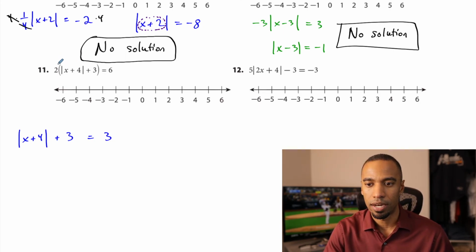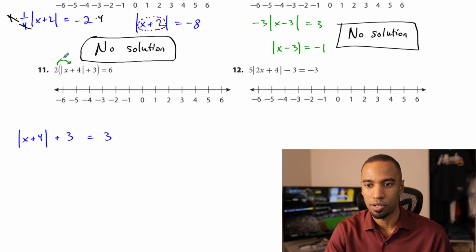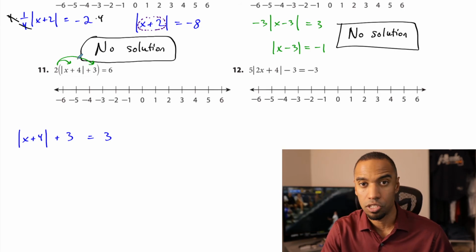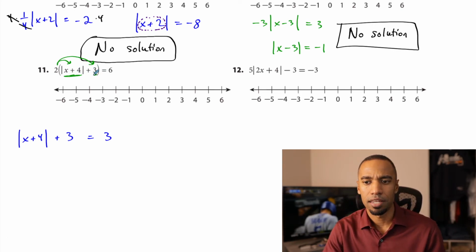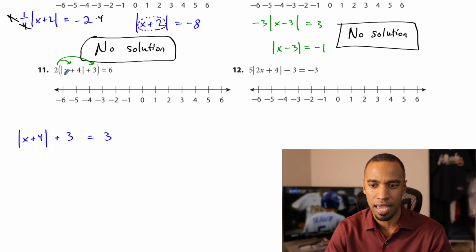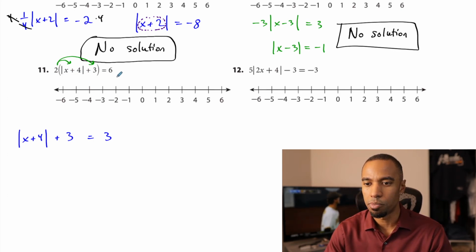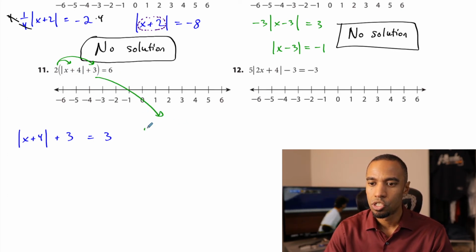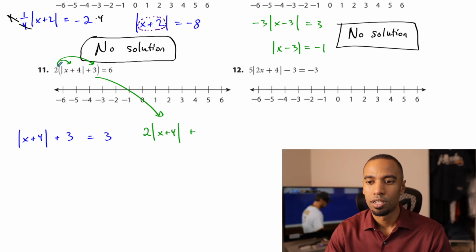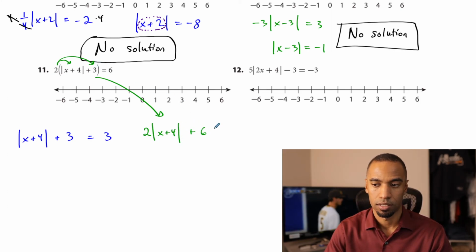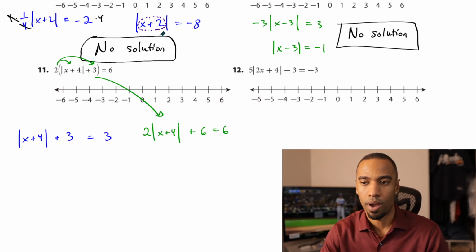Now you're going to say, wait a second, Mr. Robinson, you said do not distribute into the absolute value. I'm not distributing into the absolute value. I'm distributing into the quantity here that represents this term and this term here. So what this can be rewritten as is 2 times the absolute value of x plus 4 plus 2 times 3. And you can write it like that as well.